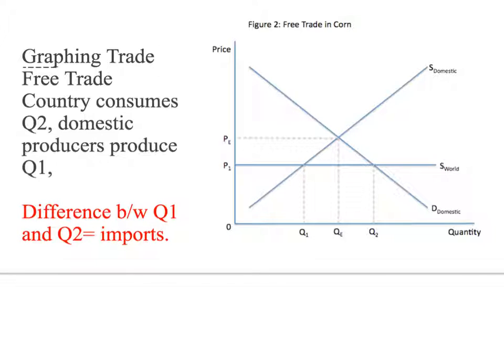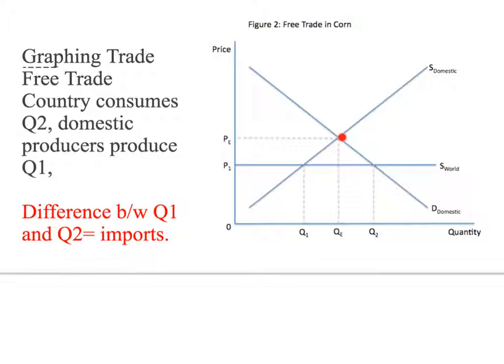So in this diagram, we have the supply that's domestic. So let's say this is the American economy. Here's the supply of corn. Here's the demand for corn domestically. And let's say that the world price is fixed. So the idea is that there's so many producers of corn that it's perfectly elastic at a certain price.